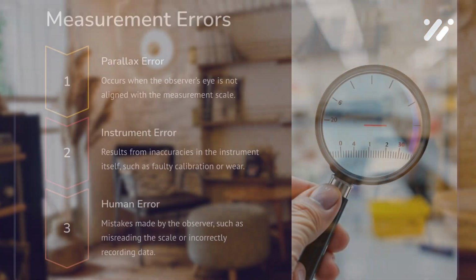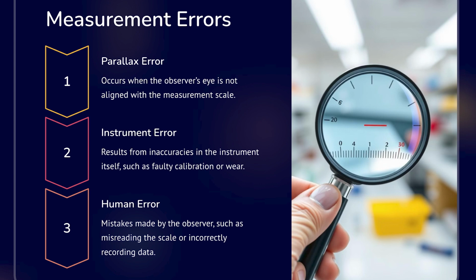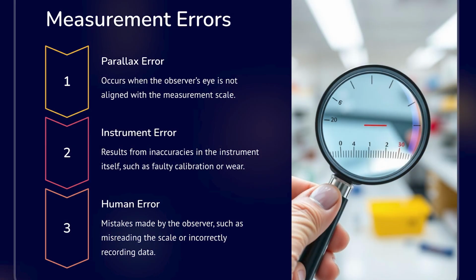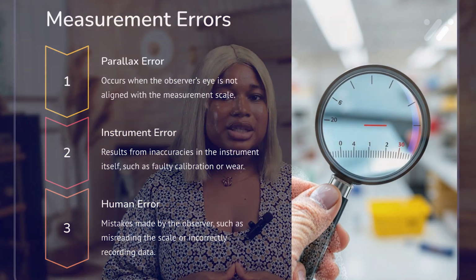Even though we have precise instruments, errors can happen during measurements. Let's take a look at some types of errors and how to avoid them. First, parallax error. This occurs when you don't look at the scale of a measurement from the correct angle. Always make sure your eyes are level with the reading for accurate results.